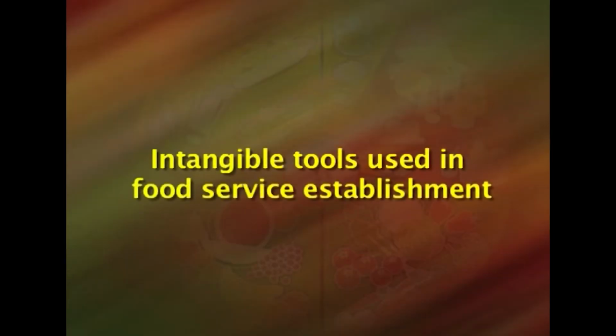The second type of tools used in food service establishment are the intangible tools. Intangible tools are the qualities with which people are naturally endowed or to some extent acquired through training and conditioning. The nature of intangible tools is spelt out in the following points. They are abstract in nature, not seen or handled, but they have an impact on the managerial process. They are innate and are reflected through a person's personality.